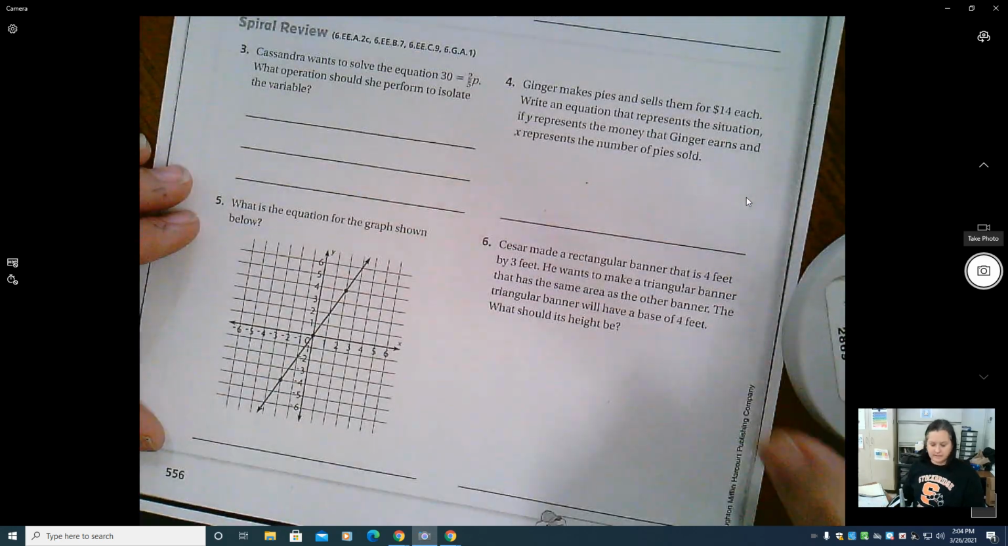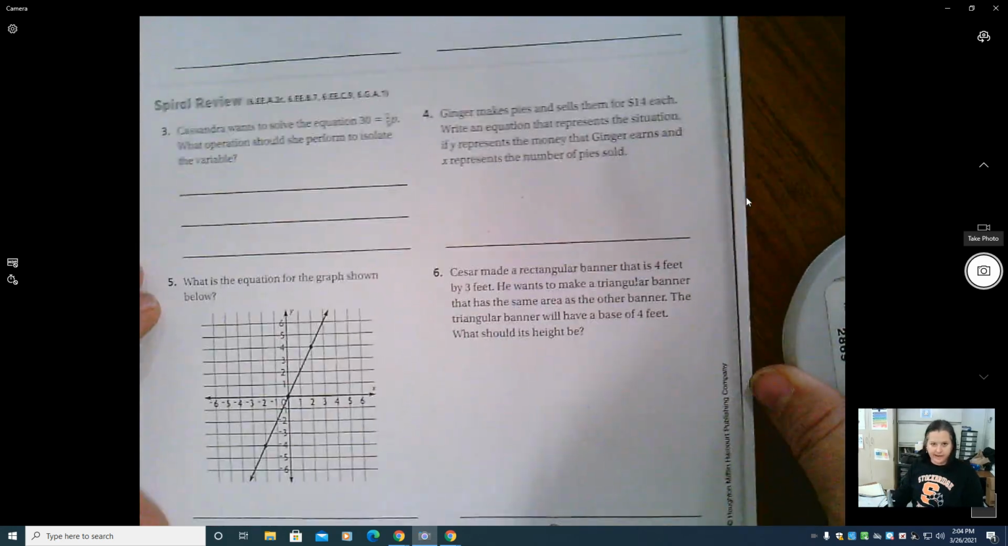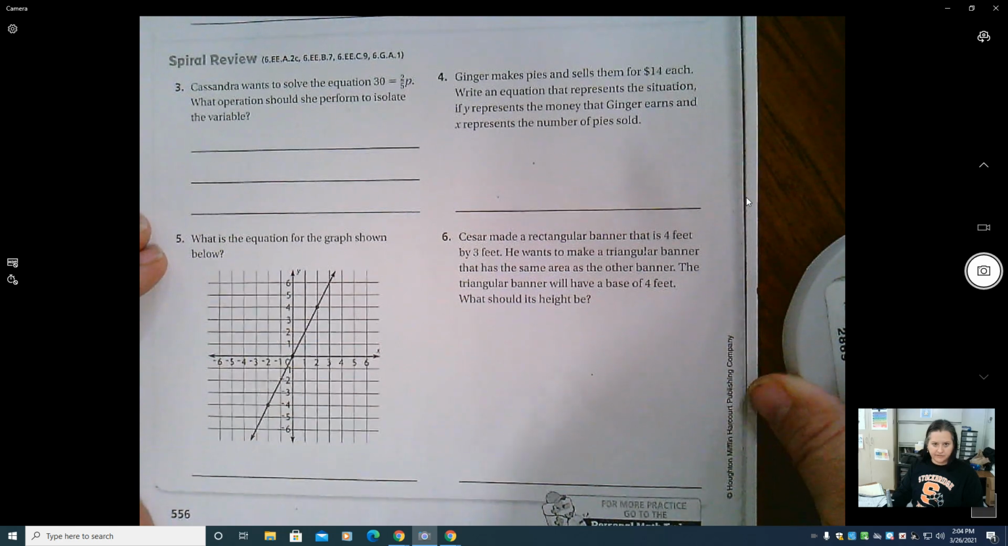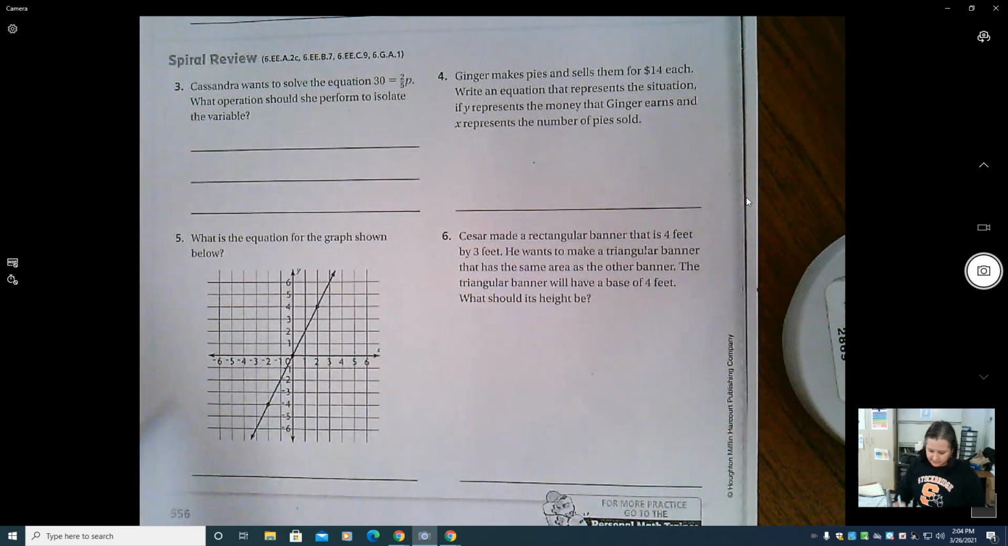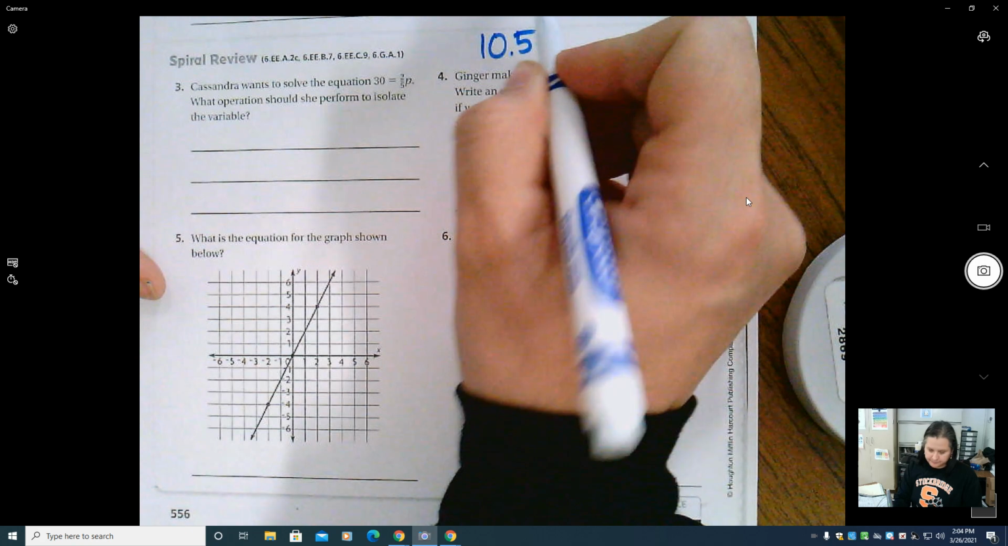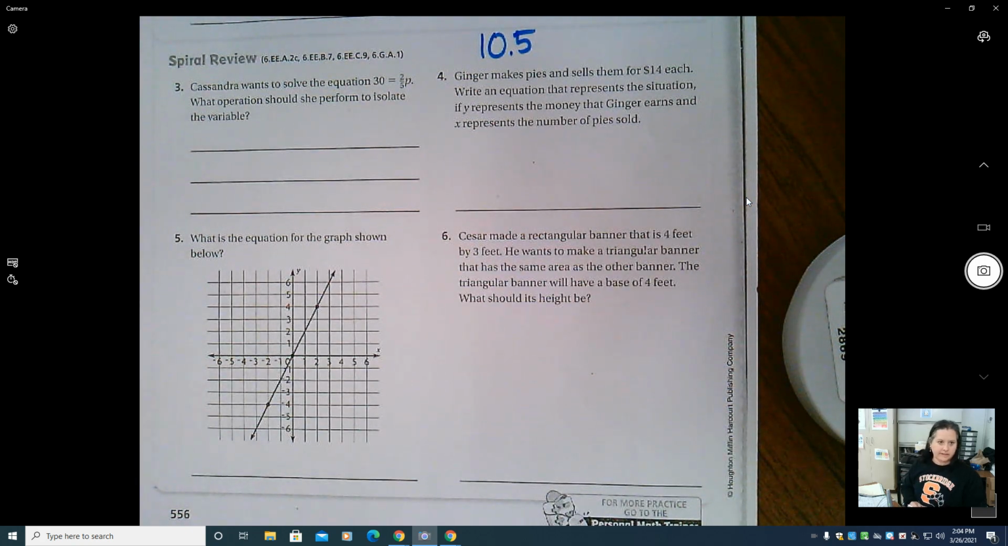Okay, this is lesson 10.5. This is on page 556. These are the do now problems. All right, pause your video, try these on your own, and come back and check them with me.